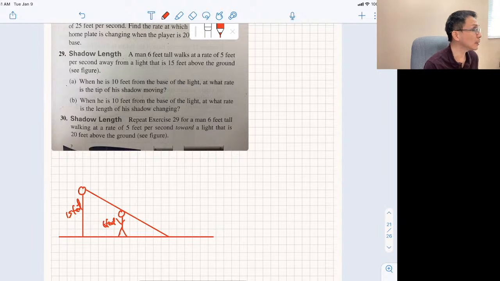Anybody 6 feet tall here? Ethan, are you 6 feet? Or Kevin, you're 6 feet? So Kevin's walking away from the light. Okay, Kevin's walking away from the light.